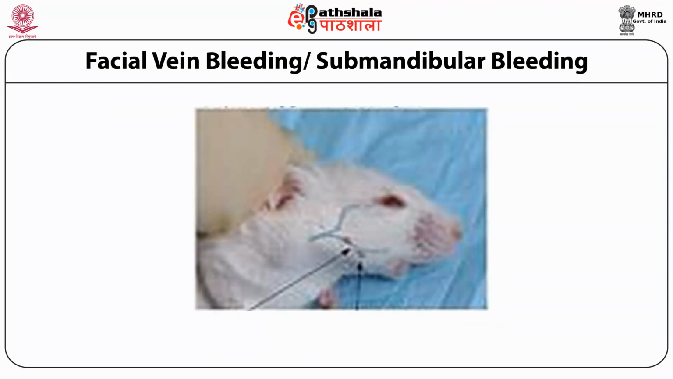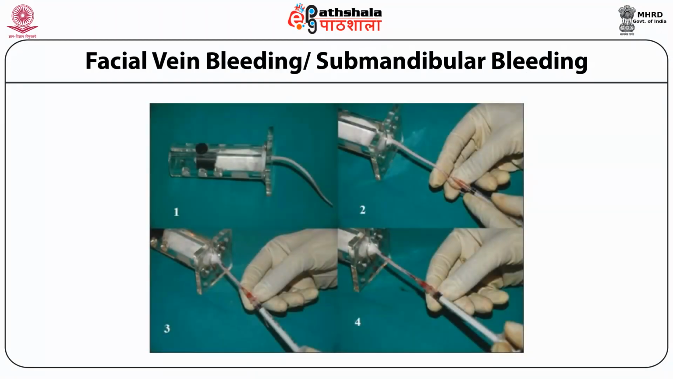This is another method where the animal is restrained and the blood is collected via the tail vein, where not more than 200 microliter of blood can be collected. Nowadays people have started using bleeding from the facial vein, which is called submandibular bleeding. There is an artery and vein present in the facial region, and by not puncturing, just pricking a small area in the vein region, blood can be collected very easily.